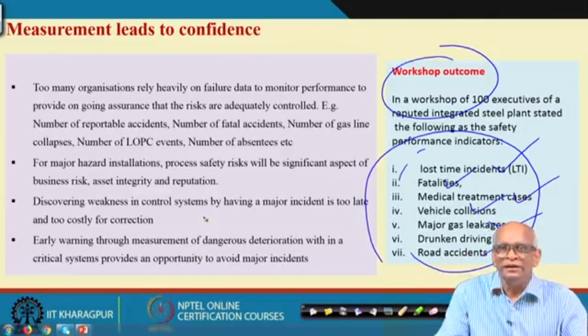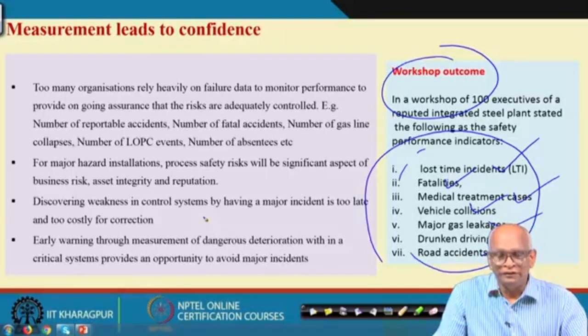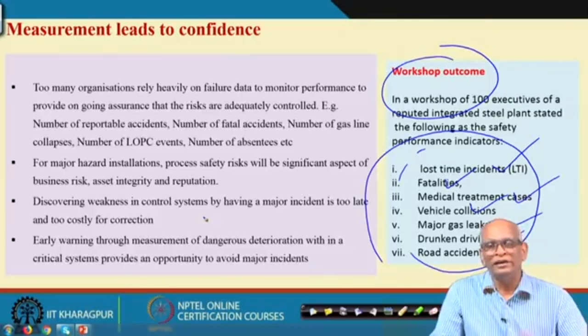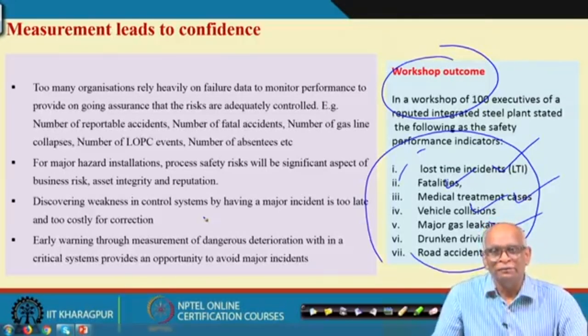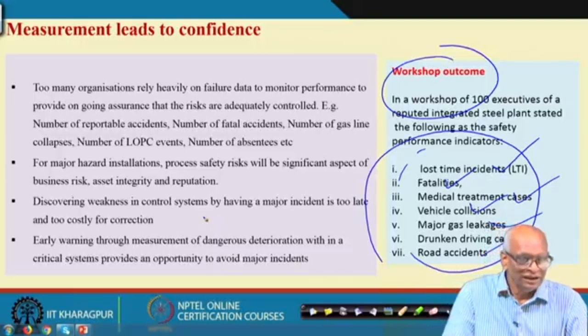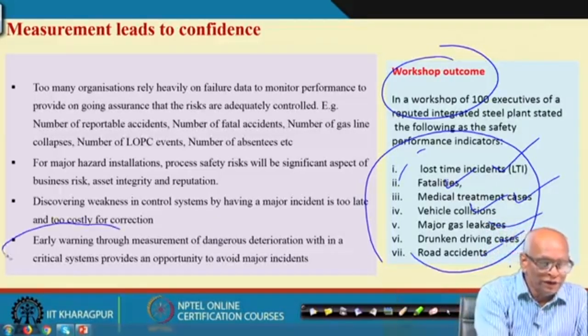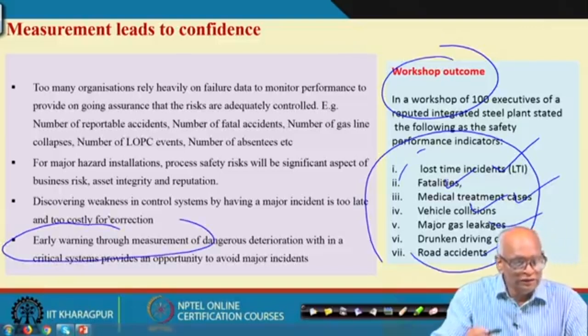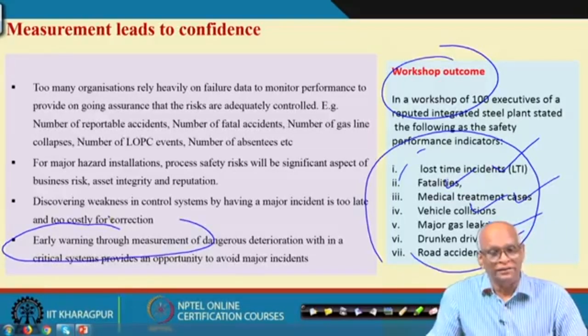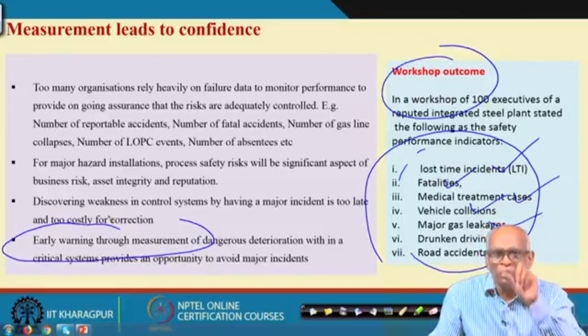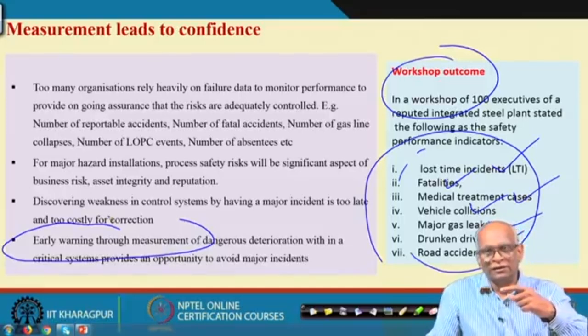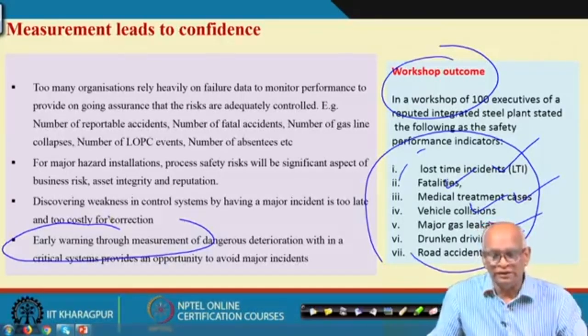Think of BP, British Petroleum, one of the incidents in the US. People were telling them your system is not good. They said, no, I am not having a major incident, but a major incident happened. What you require is early warning through measurement of dangerous deteriorations. Early warning, we require early warning before major deteriorations. That will help us.